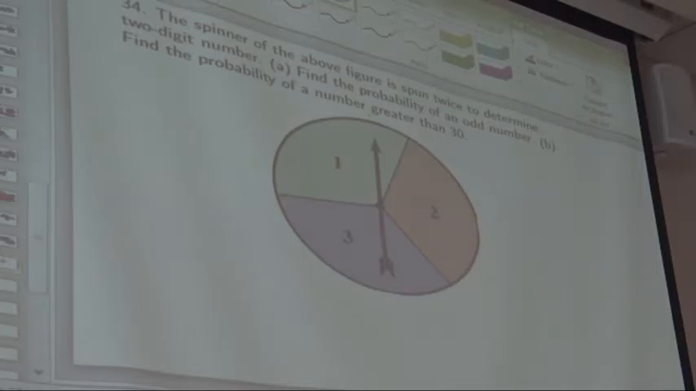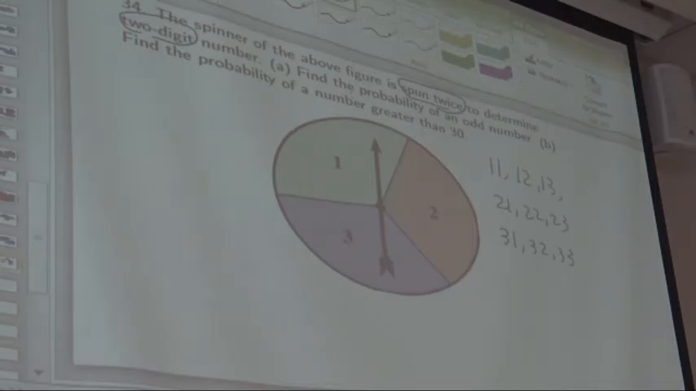Yes. Now the spinner is spun twice, and we get a 2-digit number. So let's list the 2-digit numbers after spinning. What do you get? We get 11, 12, 13. We get 21, 22, 23. We can get 31, 32, 33. That's the meaning of this: spinning twice and getting the 2 numbers, one for each spin.